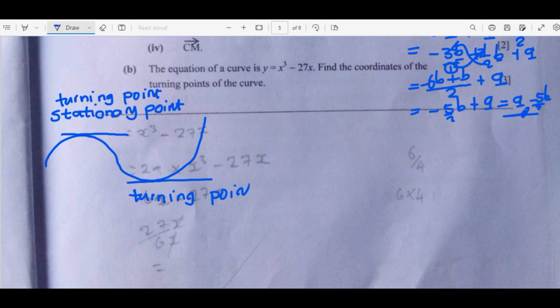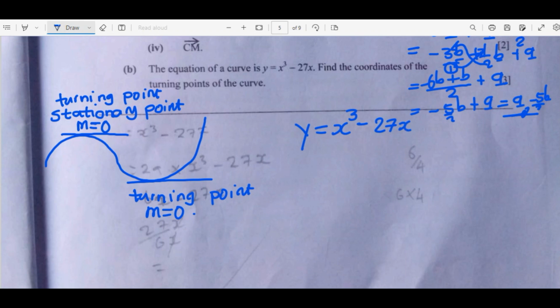Now at the stationary point, the slope, which is the gradient, is equal to 0. Even here, the gradient is equal to 0. So how can we use the concept of calculus to find the coordinates of the turning points of a cubic function? We are going to find the first derivative of the given equation, which is x raised to the power 3 minus 27x.